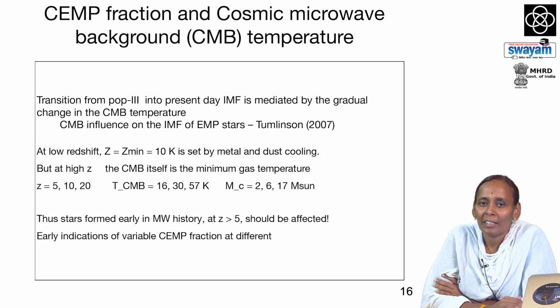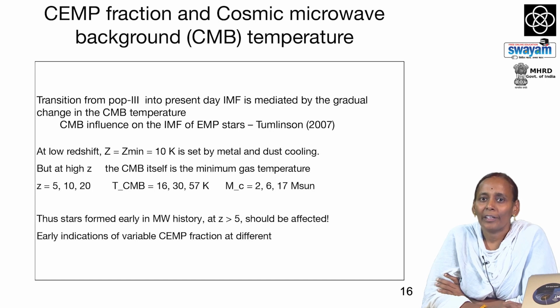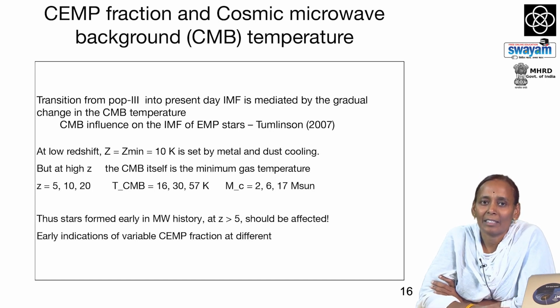So this sets the characteristic mass, or the Jeans mass, of the gas cloud, and this enables the formation of bigger stars. So the transition from Pop III to low mass stars was probably mediated by the cosmic microwave background temperatures. And one of the predictions by these authors was enhanced numbers of carbon rich stars, which will be found at different metallicities.